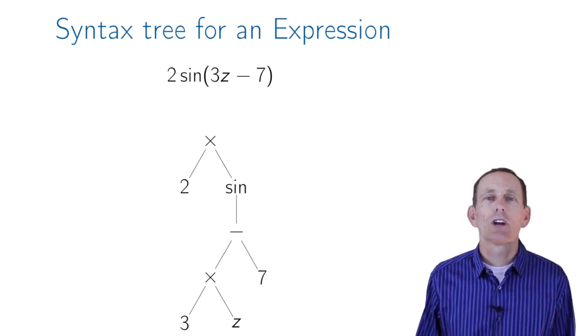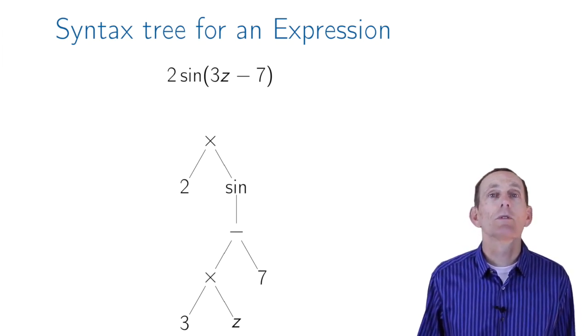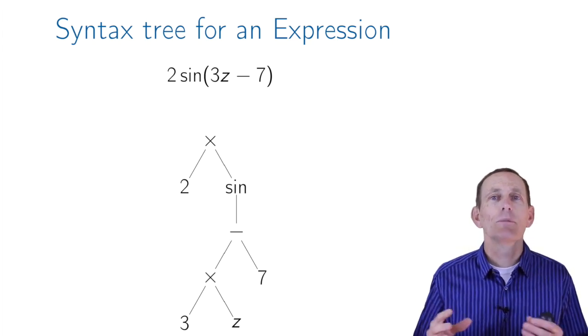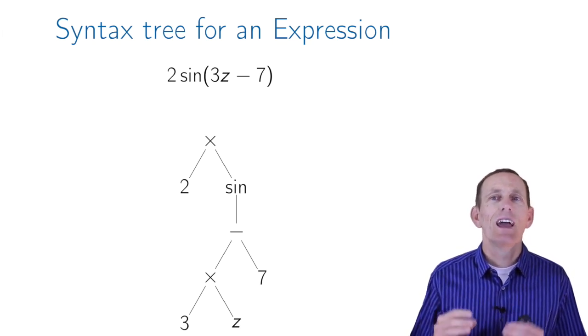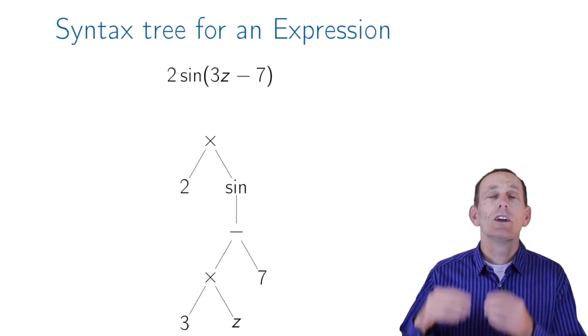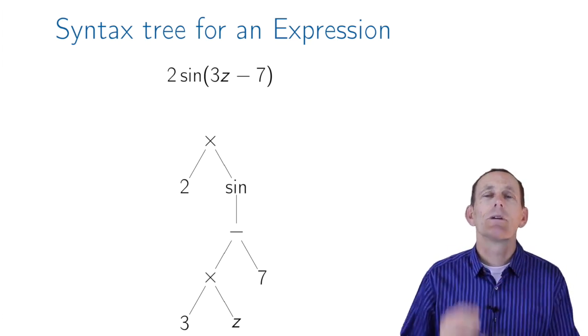So this shows again the structure of the expression and the order in which you might evaluate it. So from the bottom, you would first do 3 times z, and then you would subtract 7 from that, you'd apply the sine to that, and then you multiply that by 2.